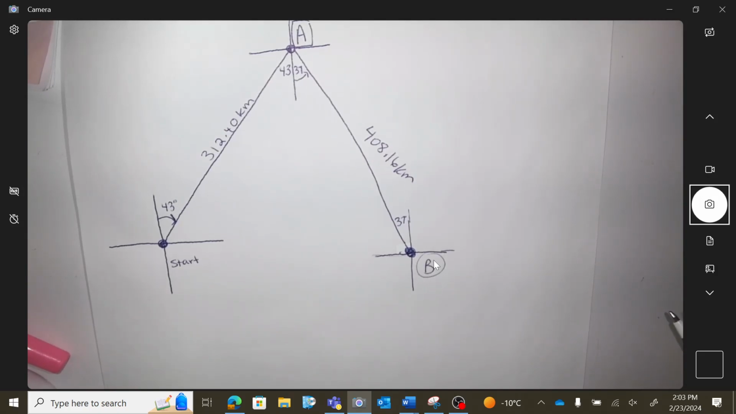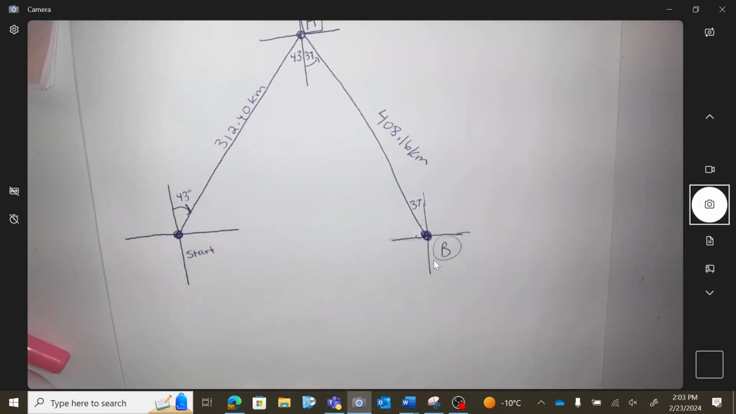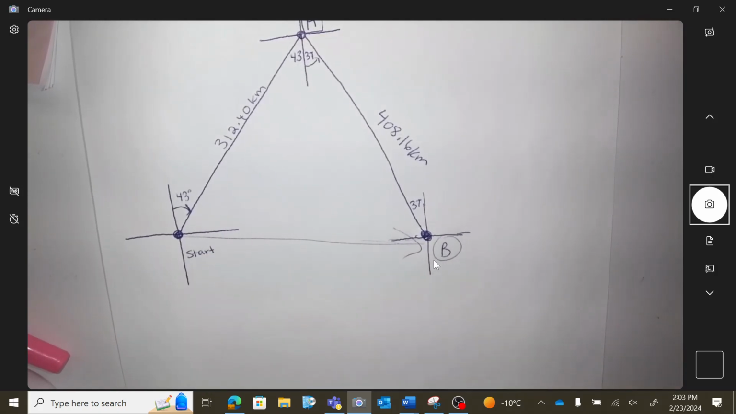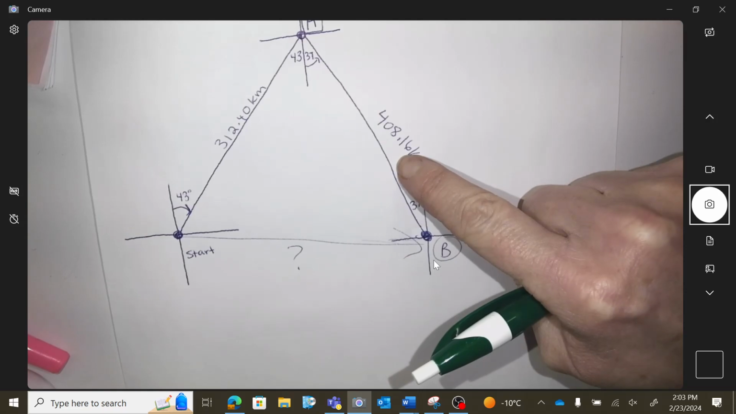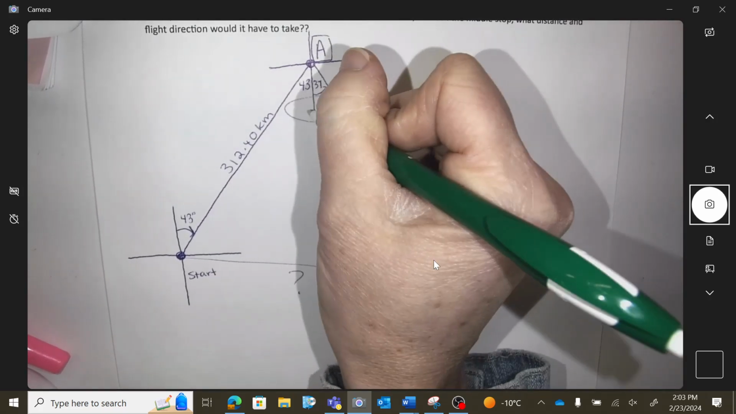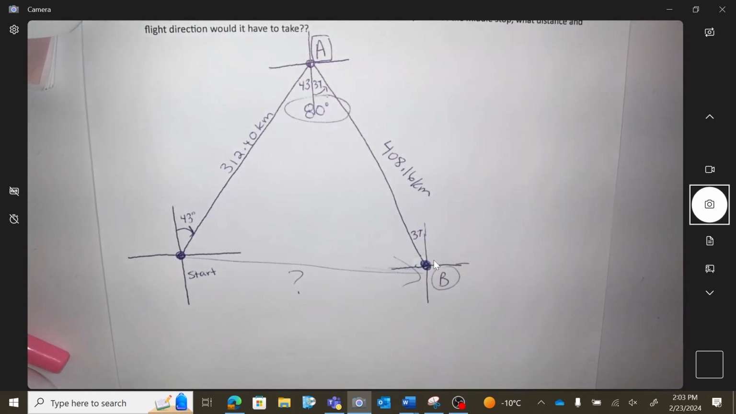If a pilot was to go just from start to B, so I want this pilot to go, boom, just that path. How far and in what direction? If you could go just start straight to B with no stopping. Okay, so let's start with the distance. I see SAS. I see SAS. What is that angle up there? Getting 80 degrees.